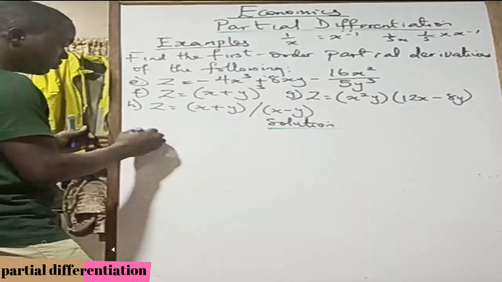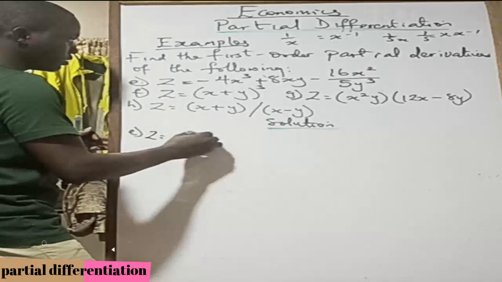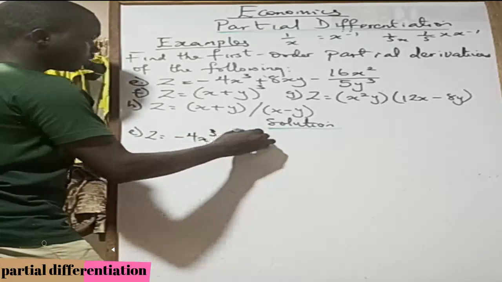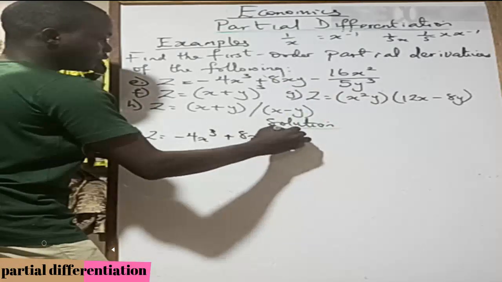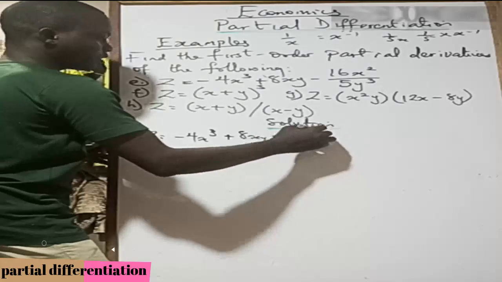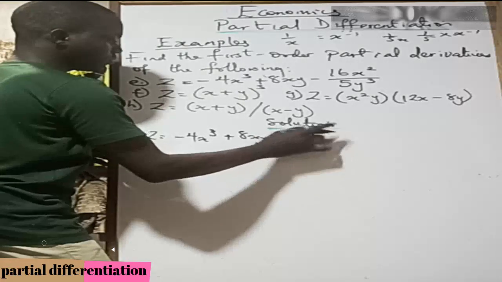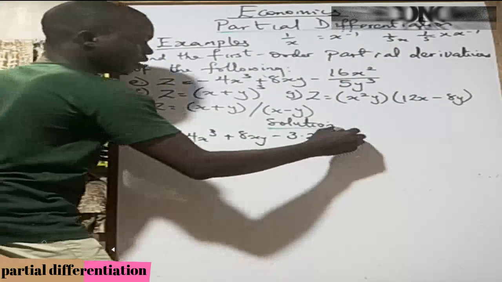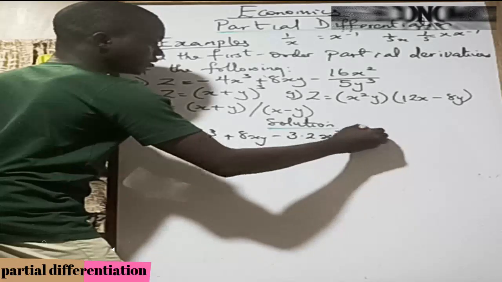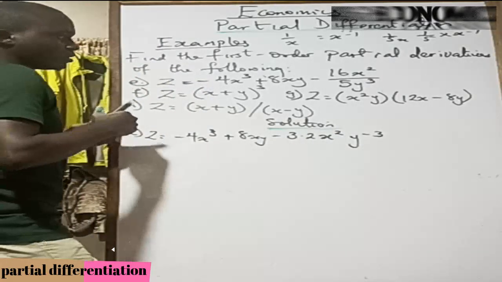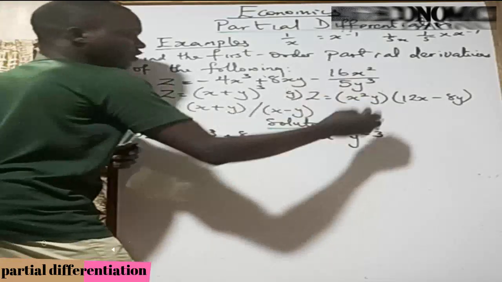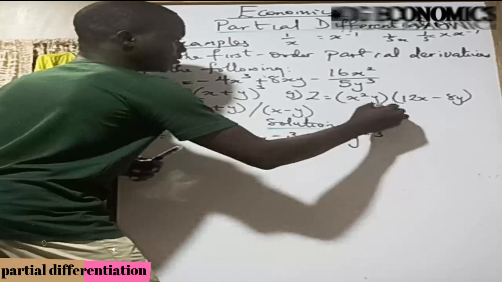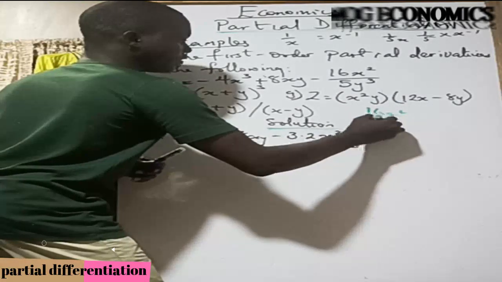So you have Z equals minus 4x cubed plus 8xy, minus 16 divided by 5, 3.2, then x squared. By the time y raised to power 3 is coming up, y becomes y raised to power minus 3. Because the assumption is, you have 16x squared divided by 5y cubed.